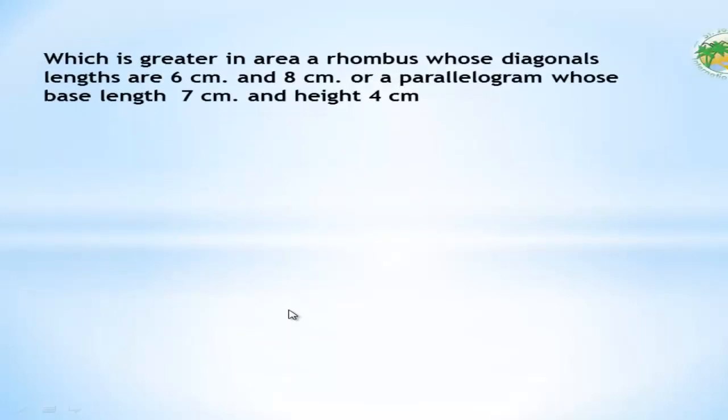This is a famous question for units of area: which is greater area? The area of rhombus with diagonals length equal 6 centimeter and 8 centimeter, or the area of parallelogram with base length 7 centimeter and height equal 4 centimeters. We have two shapes, rhombus and parallelogram. Let's remember together: the area of rhombus with known diagonals was half time d1 time d2. The area of parallelogram with known base and height equals base time height.